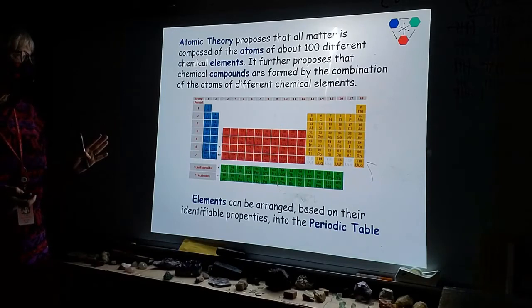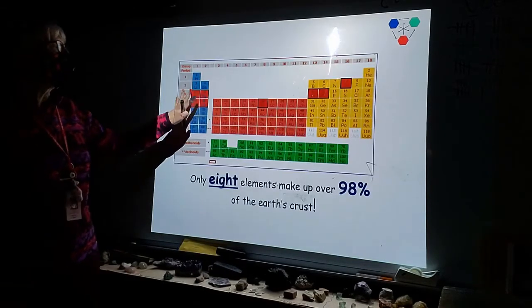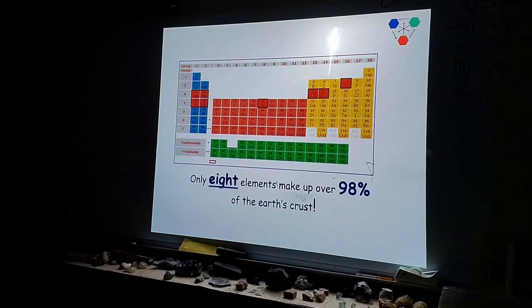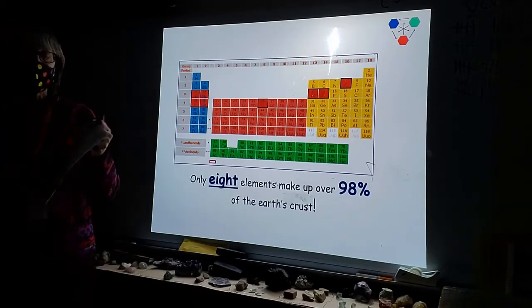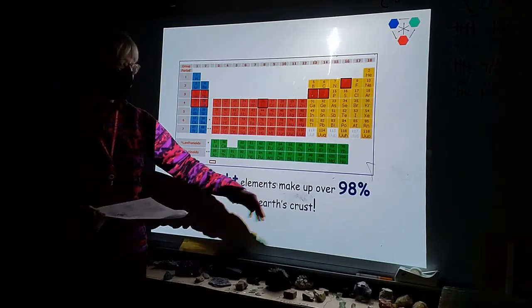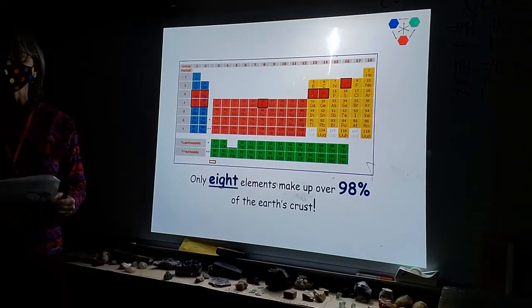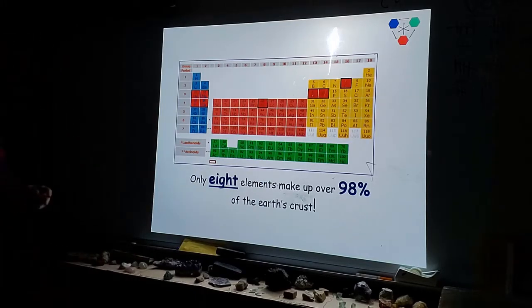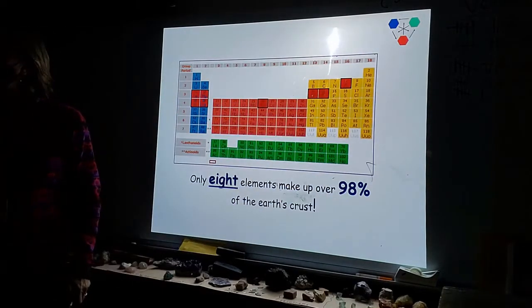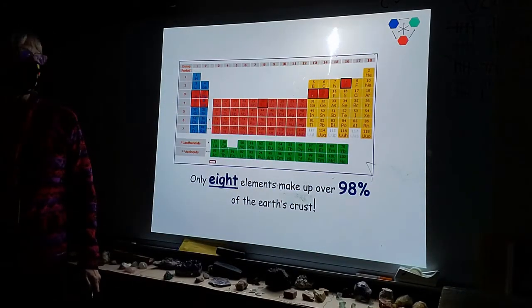But for our purposes, only 8 elements make over 98% of Earth's crust. Can you see that at the top of page 3? Yes. Circle that. That's important. You need to know that. Circle it. Only 8 elements make over 98% of Earth's crust. I've got those 8 elements showing here, and I'm going to give you the chemical symbols for them. So write them as they come up.